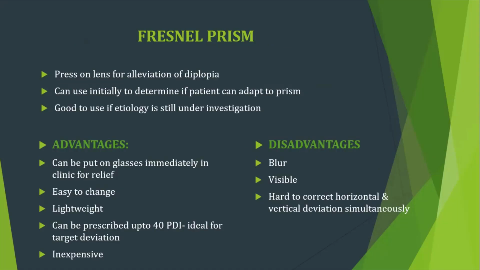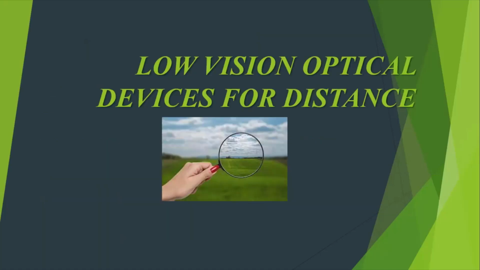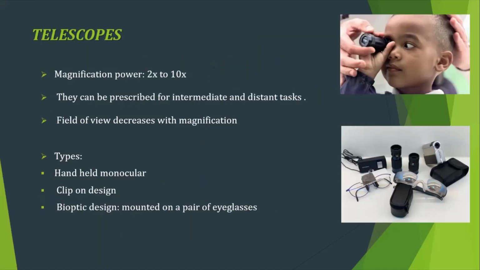Fresnel prism can be used if the patient is having a temporary diplopia or the diagnosis is not confirmed. For those patients we can try Fresnel prism. Then the low vision optical device for distance, that is a telescope. It is available from 2x to 10x magnification, mainly used for intermediate and distant tasks. The field of view decreases with the increase in magnification power. These can be handheld, clip-on, or a bioptic device that is mounted on a pair of glasses.